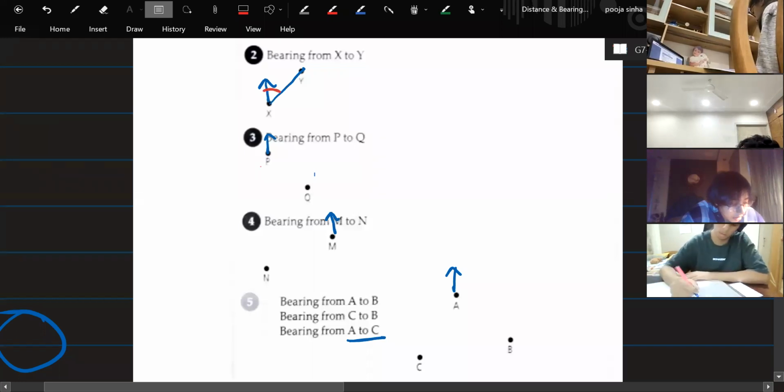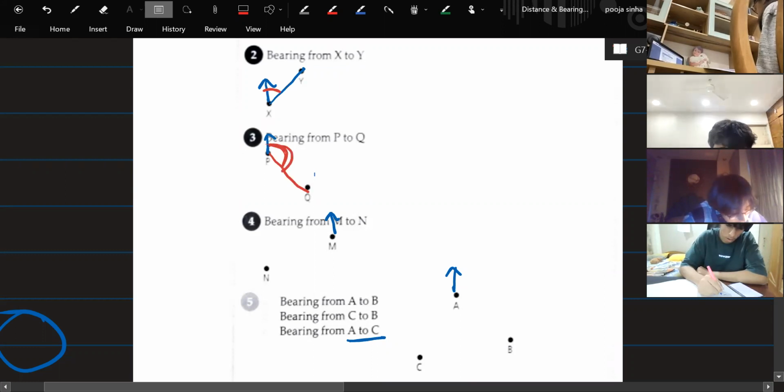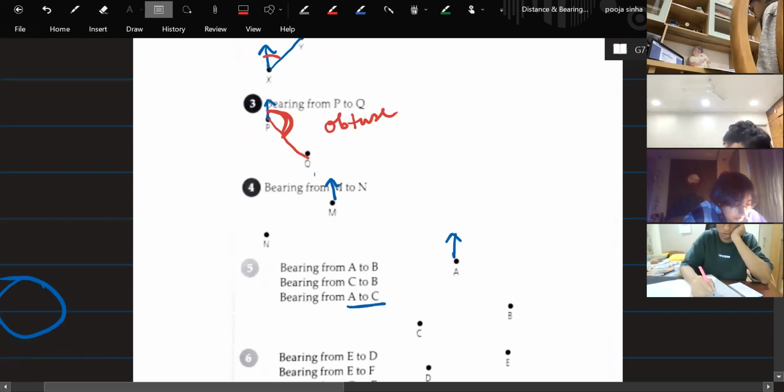Now from P to Q. From P to Q, which means it is this one. Do you think this angle will be an acute angle or an obtuse angle? Acute. This one, such a big angle. Won't it be obtuse, sorry, obtuse angle? Okay. From M to N.